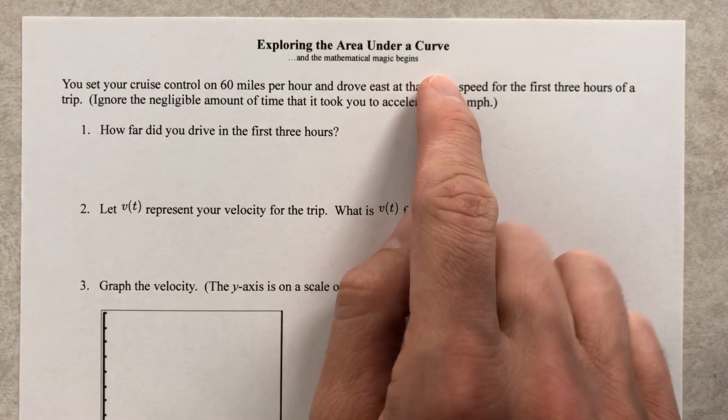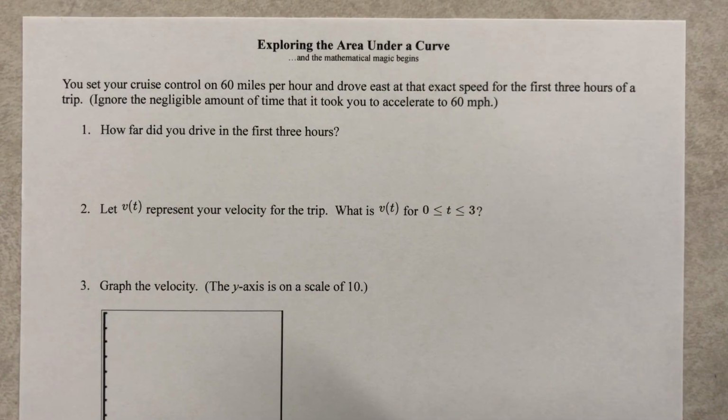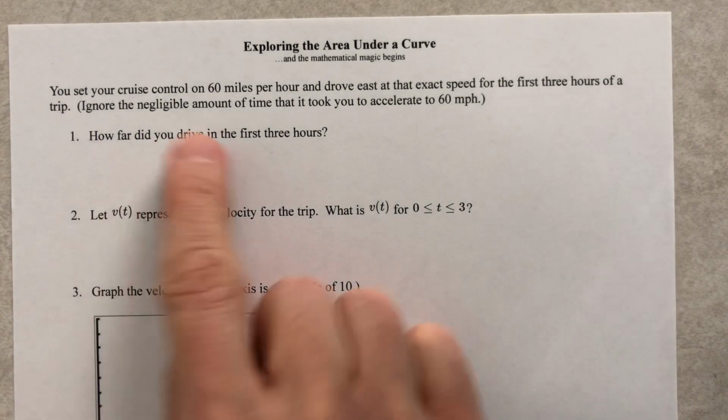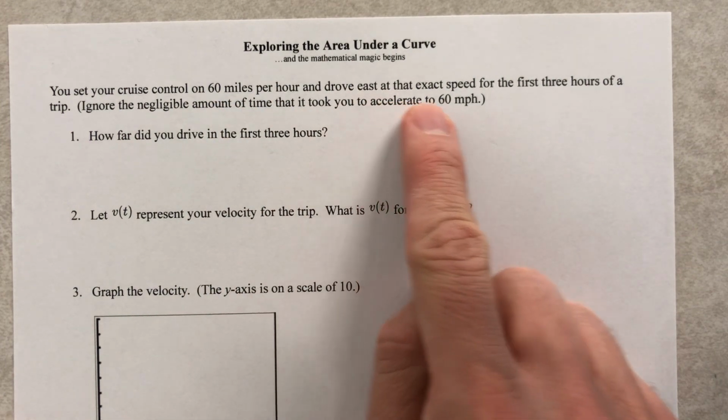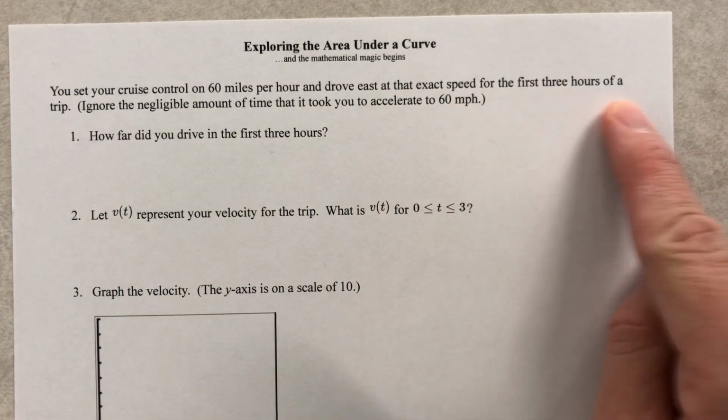The area under a curve. The mathematical magic begins. Oh, this is great stuff. You set your cruise control to 60 miles an hour and you drove east at that exact speed for the first 3 hours of a trip.